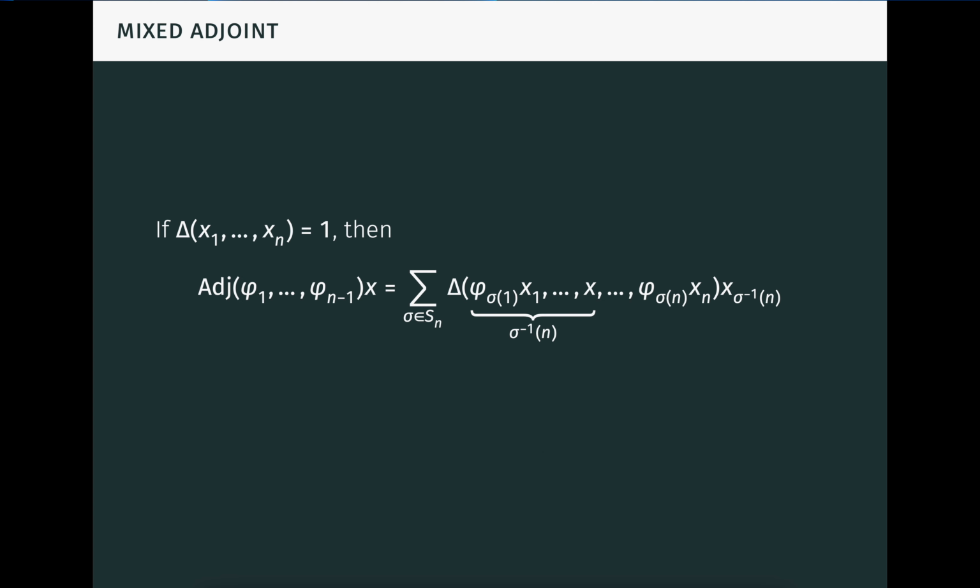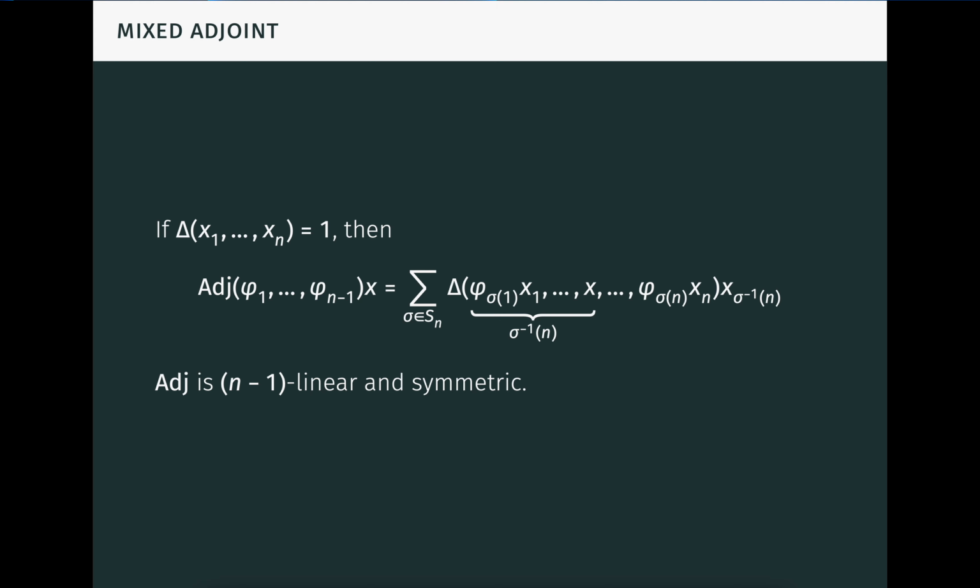If delta of x1 through xn equals 1, then we have this formula for the mixed adjoint. On the right-hand side, x is in the sigma inverse nth position of delta. Again, this is a little bit more complicated than the classical adjoint. It's easy to see that adj is multilinear and symmetric, so we can rearrange the phi's as we please.